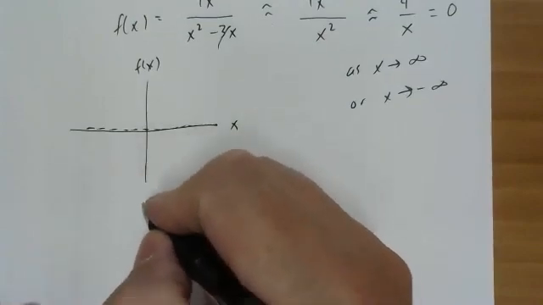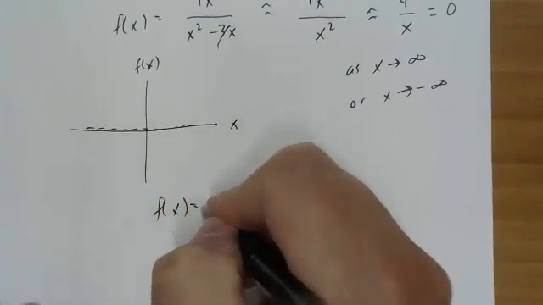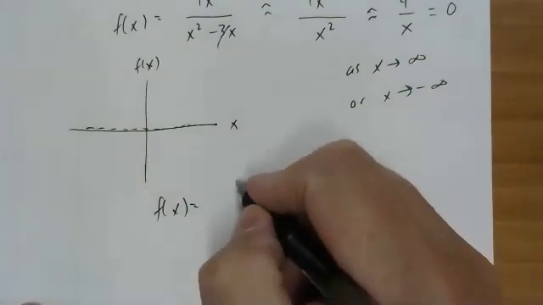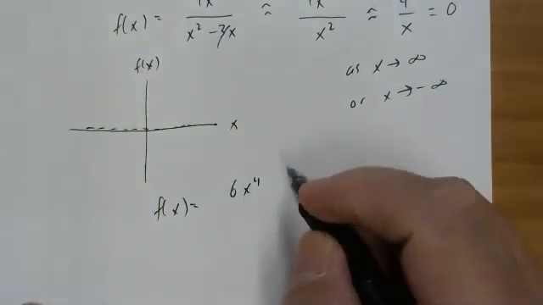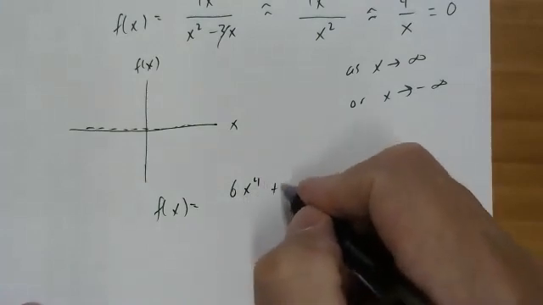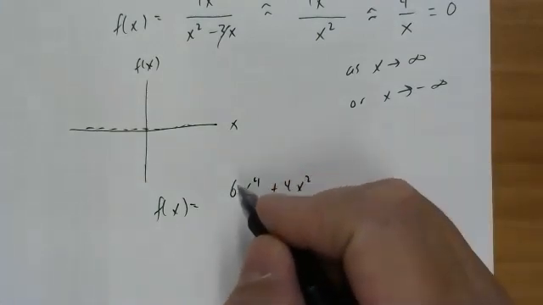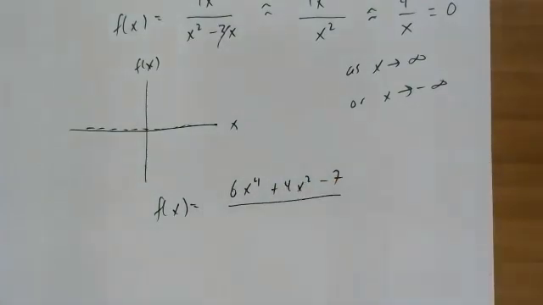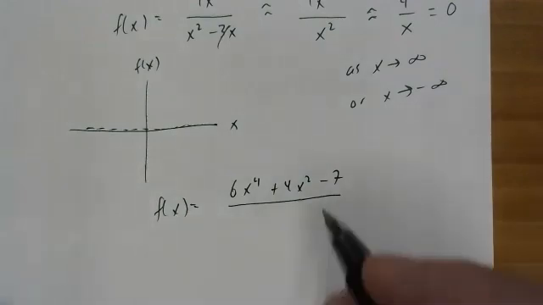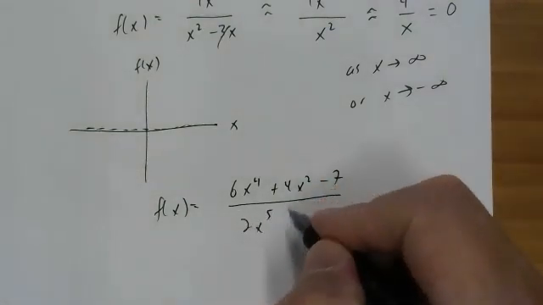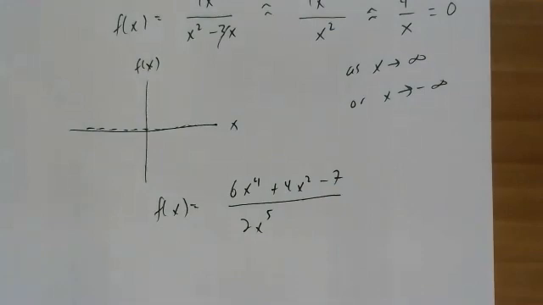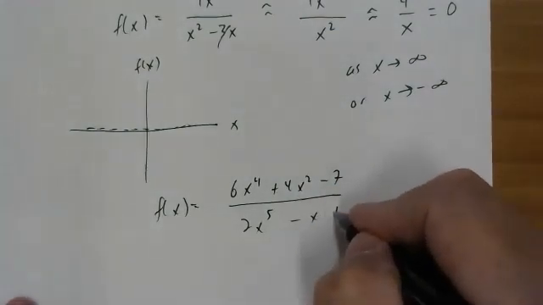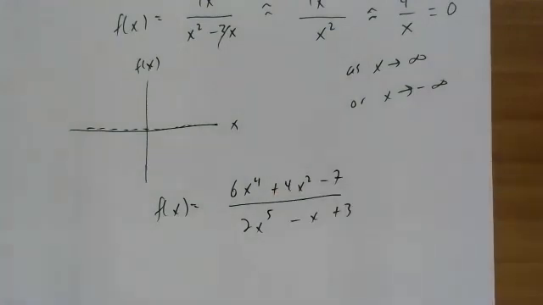Just to emphasize it, let me do one that's a little messy, but even though it looks messy, it's pretty simple. 6x to the 4th plus 4x squared minus 7 over 2x to the 5th minus x plus 3. All right, rational expression, try to figure out the horizontal asymptote.